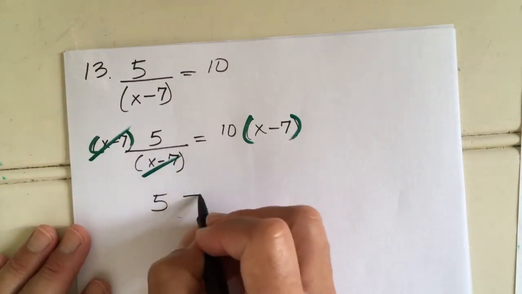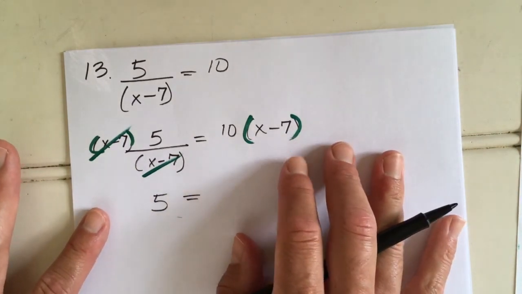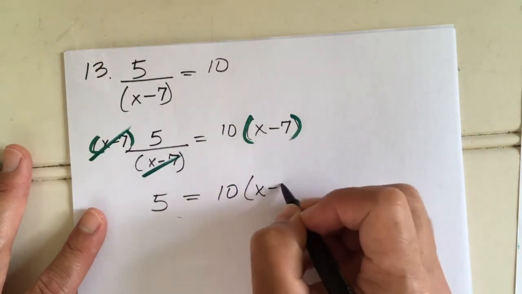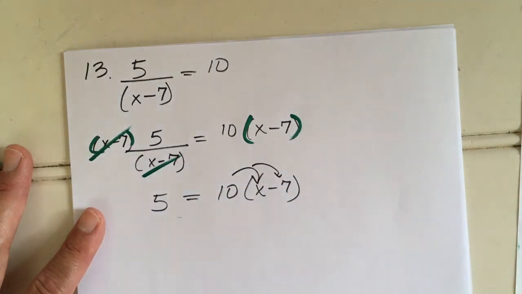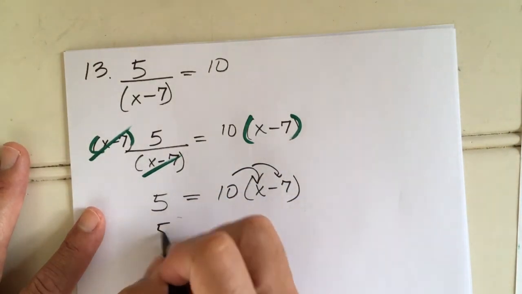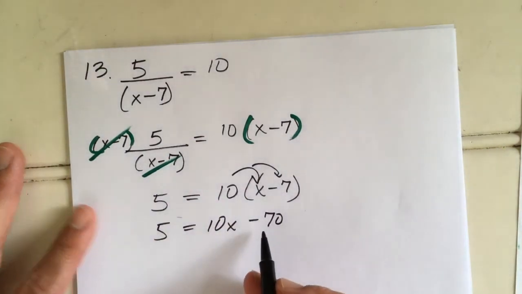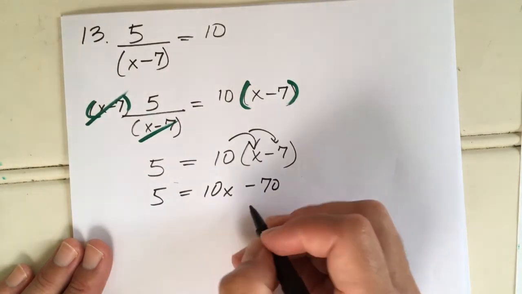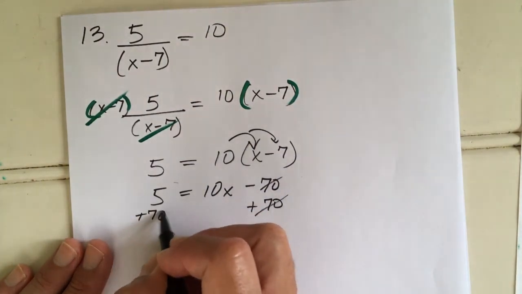So I have now 5 is equal to, we have to be careful here. When you have this, you have to distribute this 10 through to both of these. And so I'm going to go ahead and write this as 5 equals 10x minus 70. Then we're going to kick the 70 over to the other side. This is being subtracted, so you should all be saying, okay, we're going to add that, right? And that will cancel these. So we'll add 70 to this side.